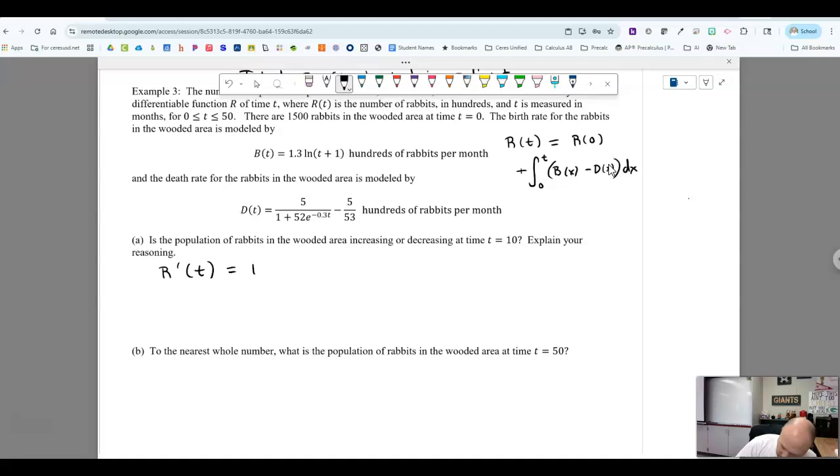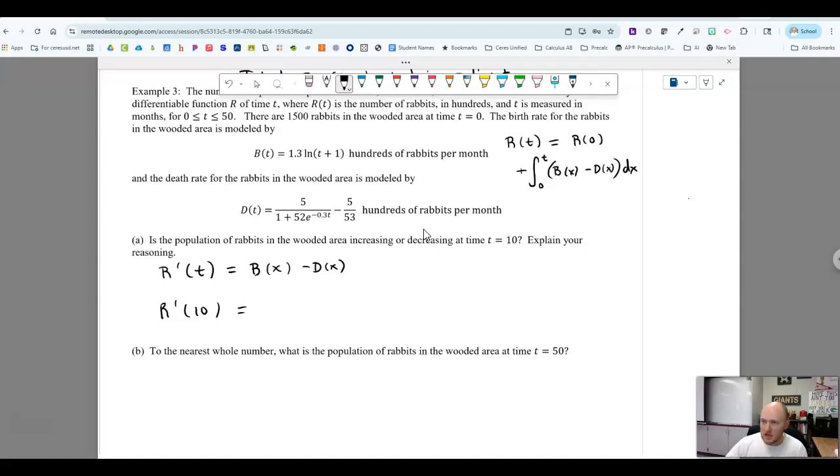So this is going to be equal to b of x minus d of x. And this is how you can tell if it's changing: analyze the rate of births versus the rate of deaths. So I want r prime of 10.